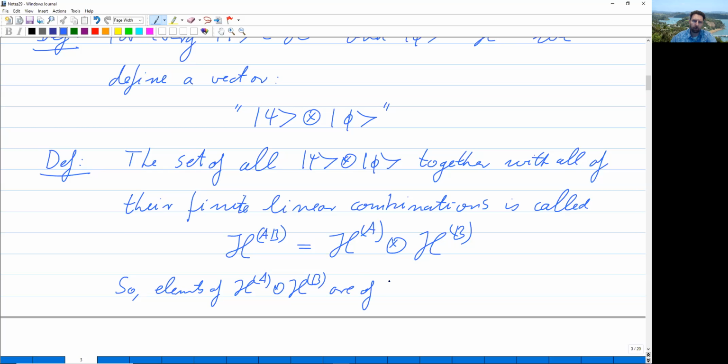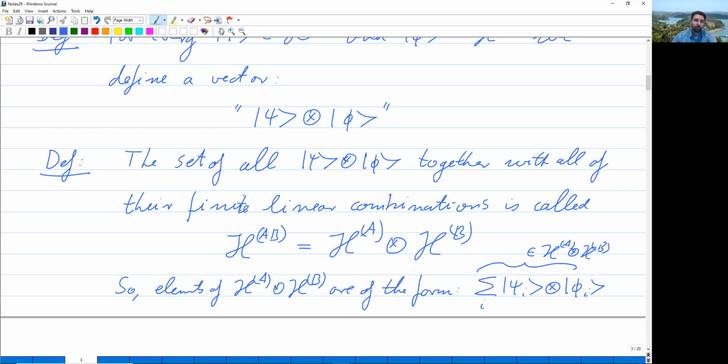are of the form sum over n, let's say. No, I don't want you to think that these are basis vectors. They don't have to be. So it's sum of psi i tensor phi i. Right? So these guys are elements of HA tensor HB.